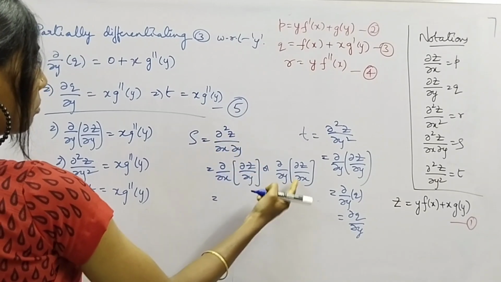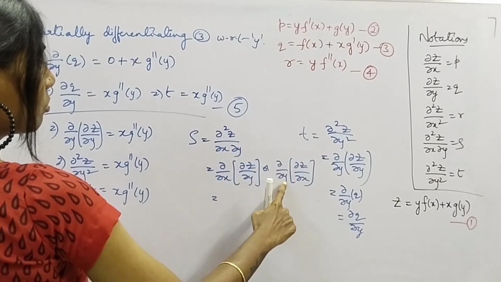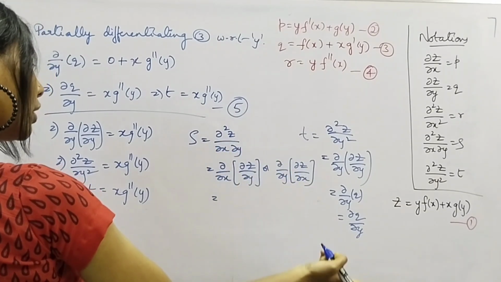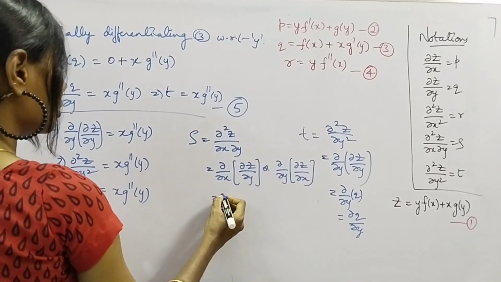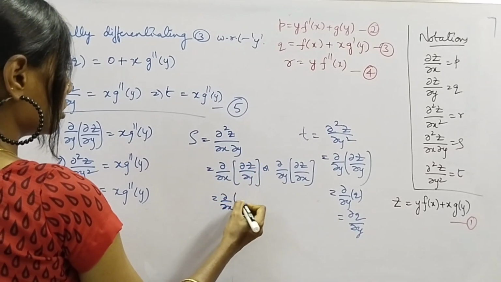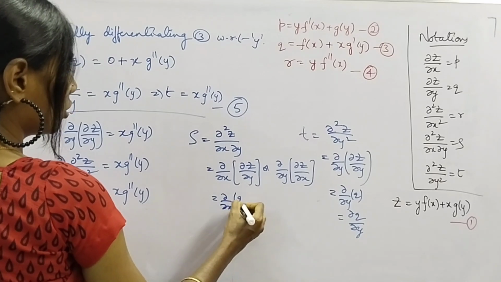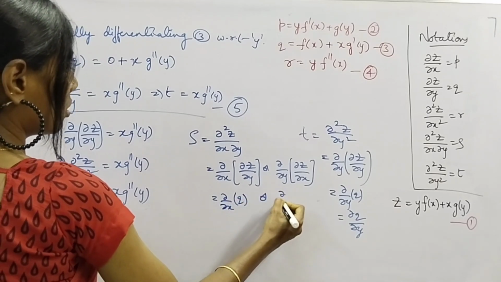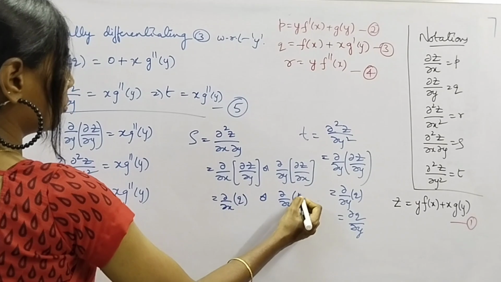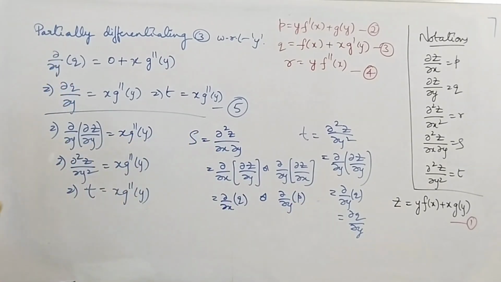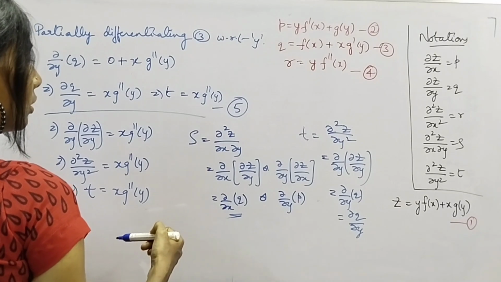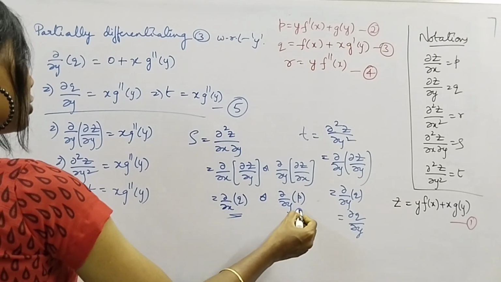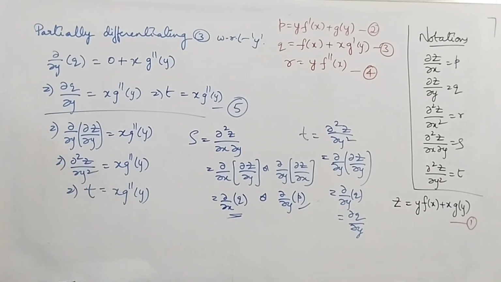Which gives the same. This gives ∂²z/∂y∂x or ∂²z/∂x∂y, and this gives ∂²z/∂x∂y, right? So we need to find the partial derivative of q with respect to x or the partial derivative of p with respect to y to find s. I'll go for this one, and I'll show this also. Let's see.